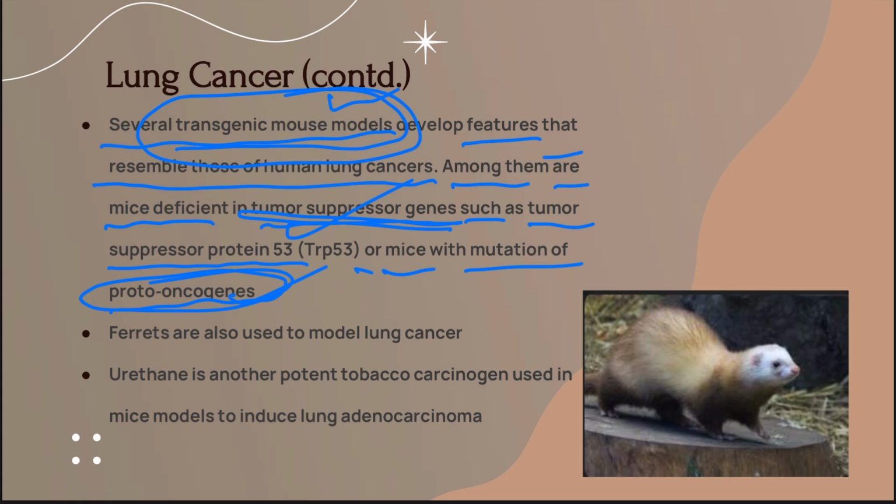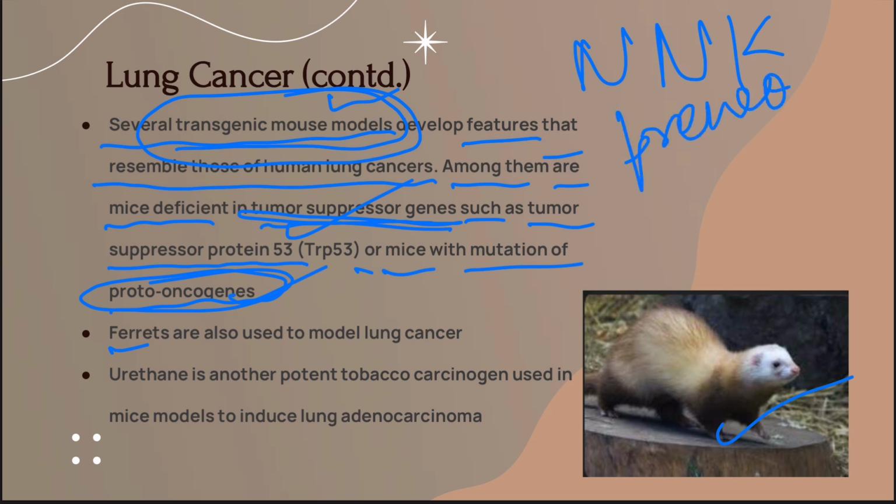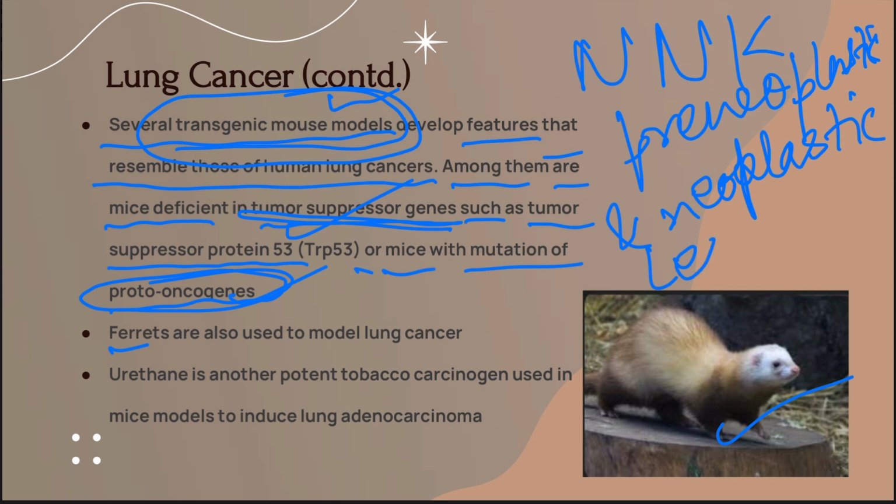And apart from the mouse, we can also use ferrets. As you can see, this is a ferret. So ferrets are also used to model lung cancer, that is we give intraperitoneal injection of NNK, as I've already mentioned, in the dose of 50 milligram per kg body weight once a month for 4 months, and this will lead to the development of both pre-neoplastic and neoplastic, that is both precancerous and cancerous lesions in the lungs of ferrets. So as a result, ferrets can also be used to model lung cancer.